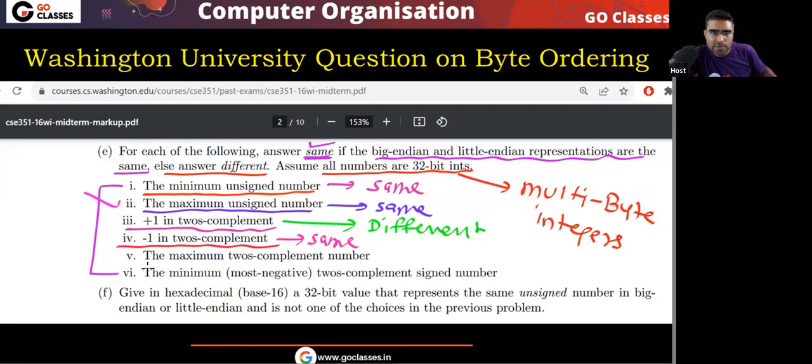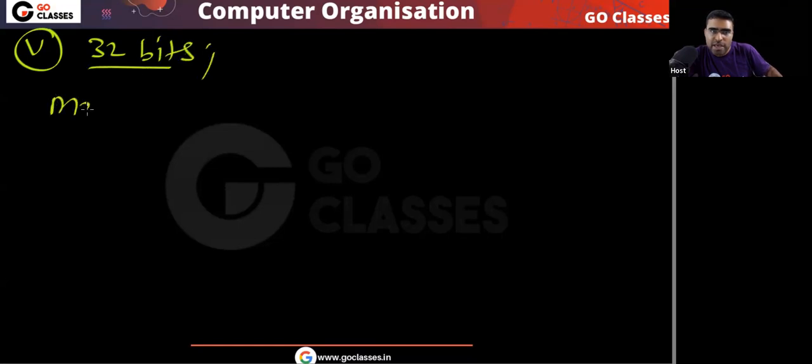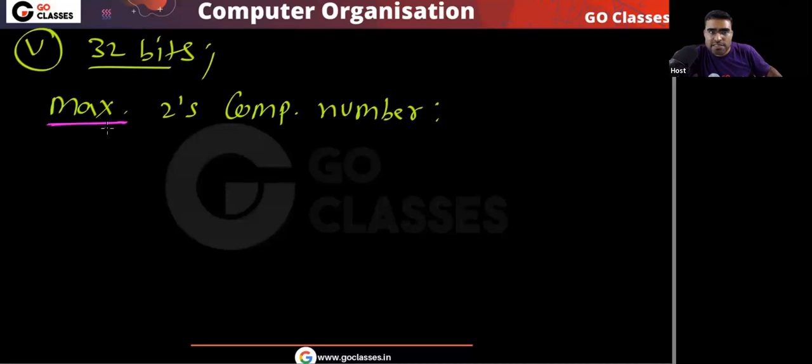Tell me the answer for the next one. Part 5: the maximum 2's complement number. In 32 bits, what is the maximum 2's complement number? See, the maximum 2's complement number will be positive. Agree? I want the maximum 2's complement number in 32 bits.